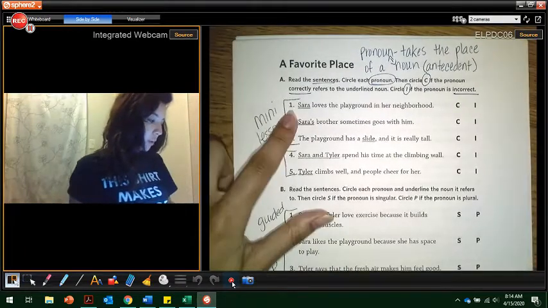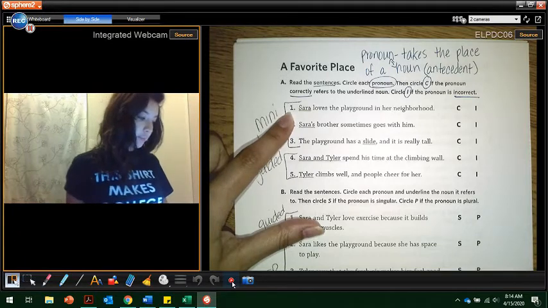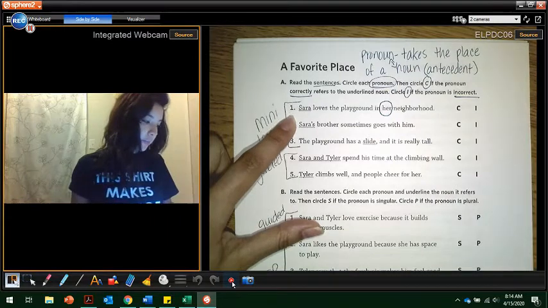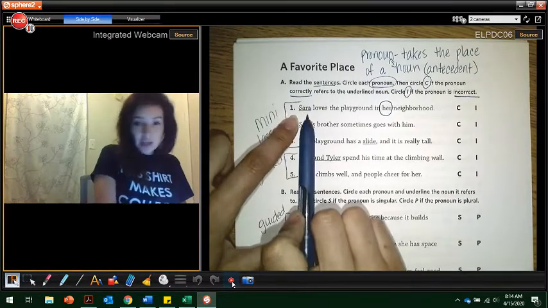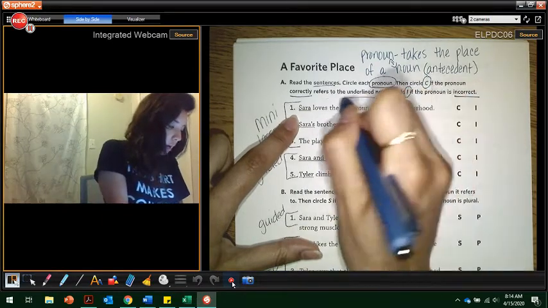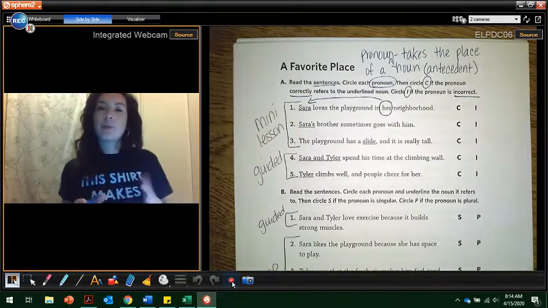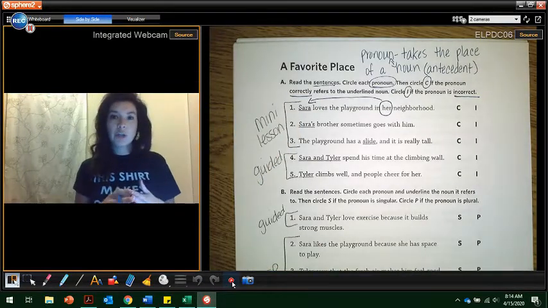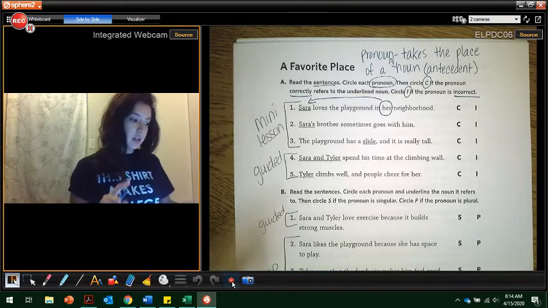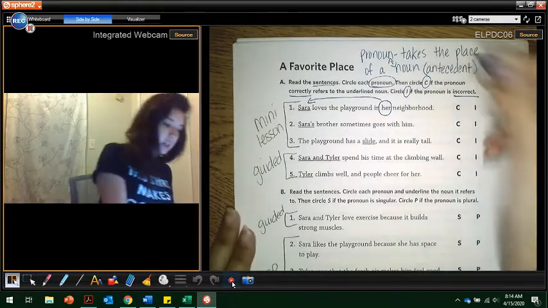So let's look at number 1. Sarah loves the playground in her neighborhood. So I do see a pronoun here. I'm going to circle it. It's her, right? Now, they've already underlined the noun for me, so I just need to make sure that this pronoun actually replaces Sarah. So let's think about the pronoun her. Well, her stands for a girl, and it stands for one. And Sarah is a girl, and she's only one person. So it does agree, it is correct.